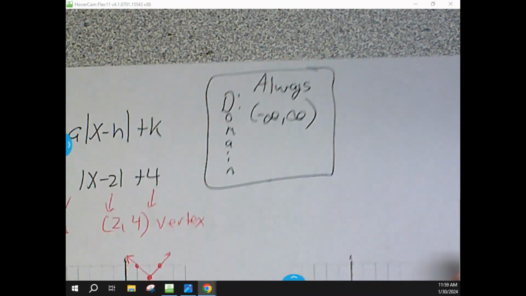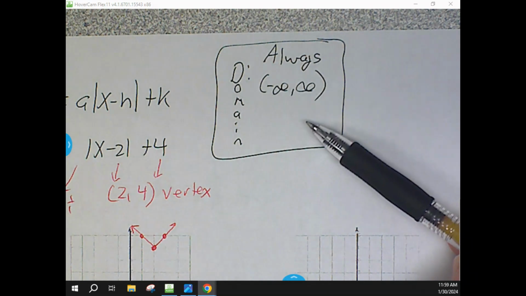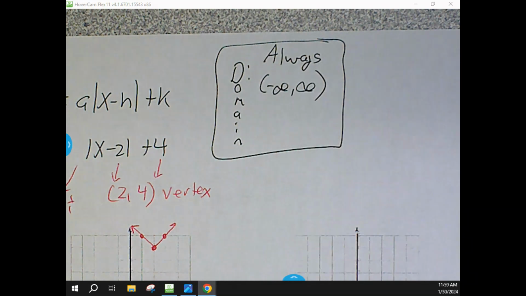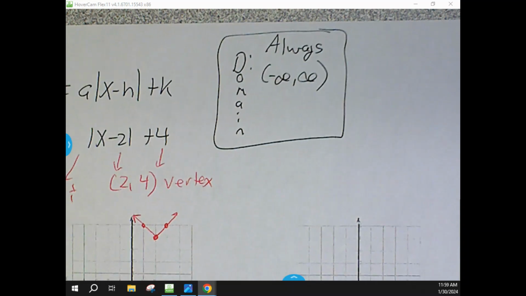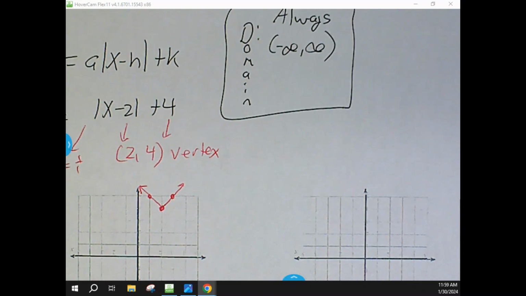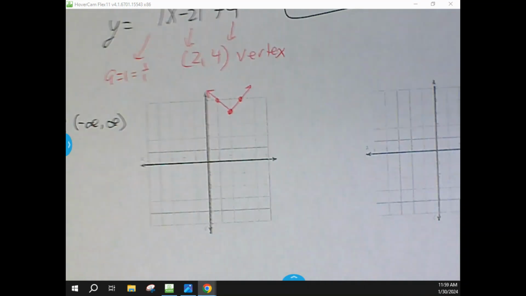And a lot of times on these, I think some of the questions, they don't even ask you about the domain because it's always negative infinity to infinity. And once you graph 2 or 3 of these, you're like, okay, it's the same answer every time. Why do they keep asking? A lot of times they want to ask you for domain because it's the same every single time. Now the range is the one that's going to change a little bit.